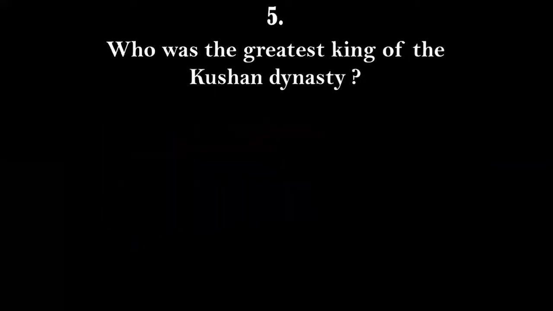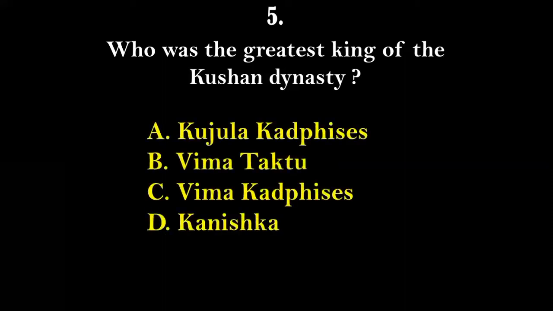Question number 5. Who was the greatest king of the Kushan dynasty? Options given here are the same: Gujula-Gatvasis, Vimataktu, Vimagatvasis, or Kanishka. And the right answer for this will be option number D, that is Kanishka.